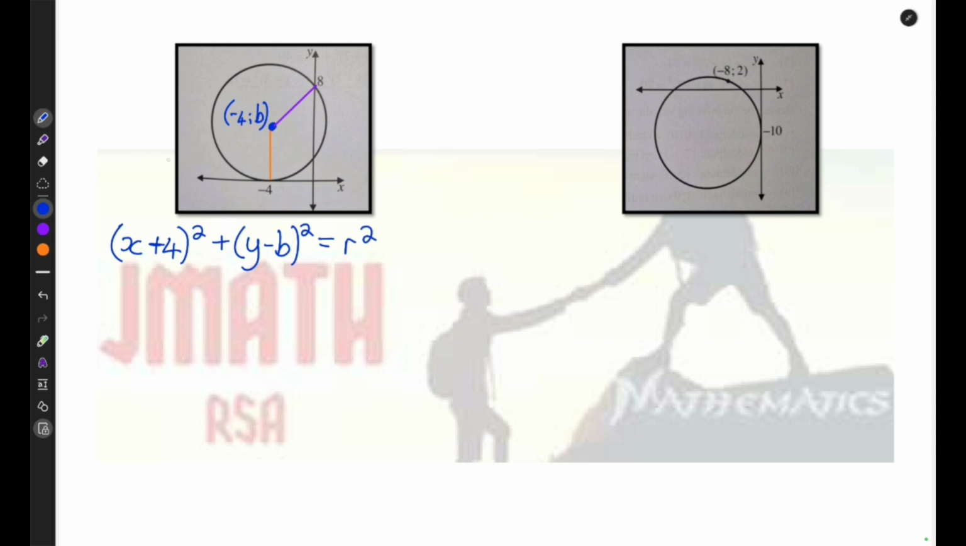The important aspect of a circle is that the radius is the same on any part of the circle. So the orange line is equal to the purple line. And that's what I'm going to use to figure out these answers. So it's going to be a little bit of simultaneous equations.